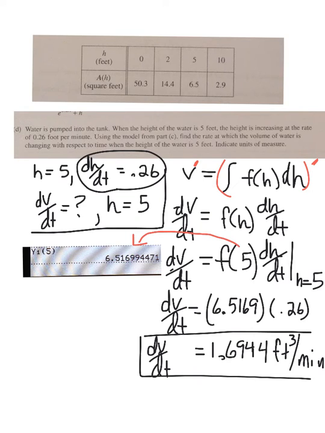Okay. All right, so now if this was your AP, I would not just leave it like that. I would give a written explanation. So something like, when h is 5, the volume of the water is changing at a rate of 1.6944 feet cubed per minute. Okay, rewind that if you need to.